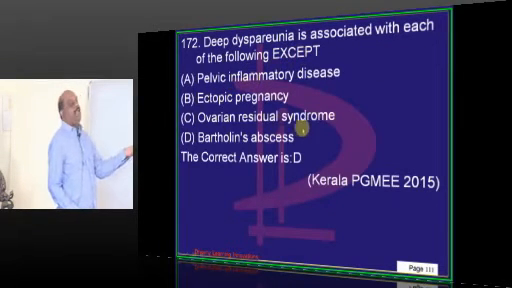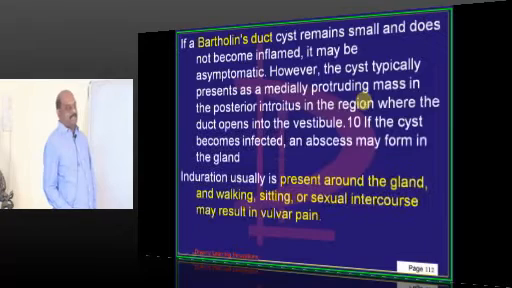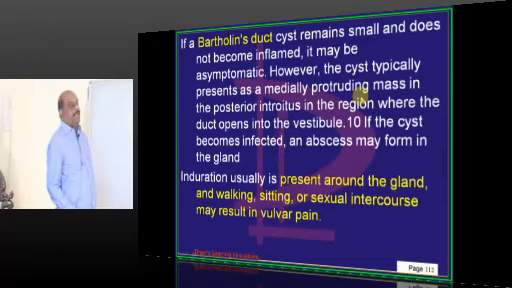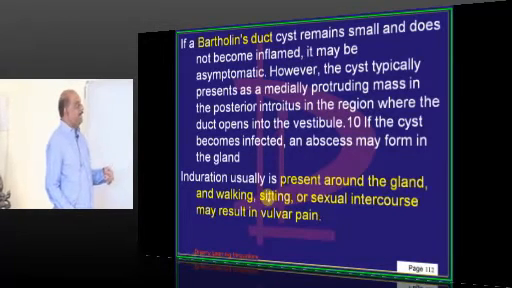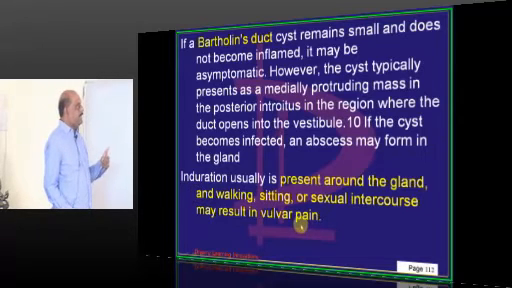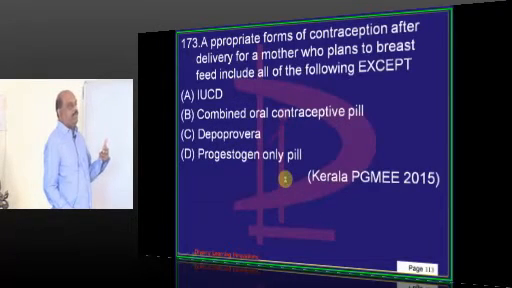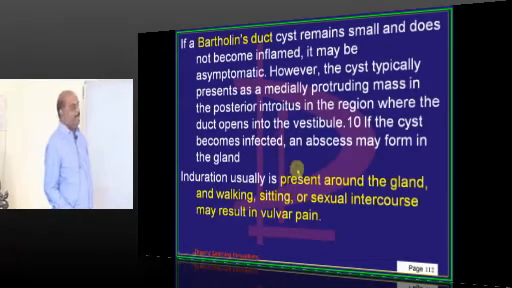Deep dyspareunia is not a feature of Bartholin's abscess. Basically, if the abscess is not there, the Bartholin duct cyst will be like an asymptomatic finding. Ultimately, if there is any induration or inflammation, then while walking, sitting, or during sexual intercourse, there will be a pain in the vulva, not a deep dyspareunia. That's the point.